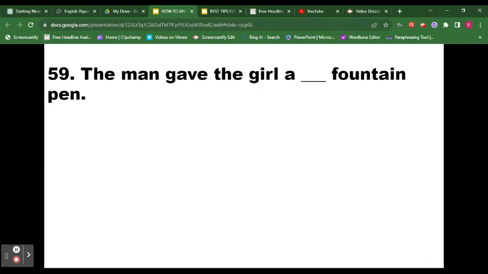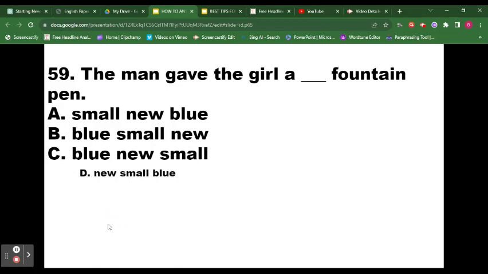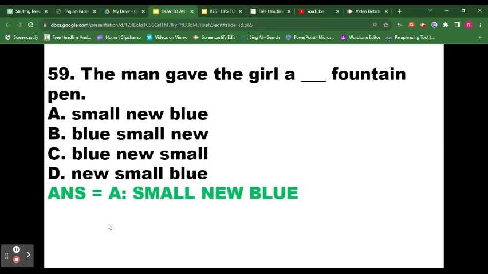59. The man gave the girl a dash fountain pen. A, small new blue. B, blue small new. C, blue new small. D, new small blue. The word order of adjectives. That's the knowledge being tested here. And the correct option, of course, is A, small new blue.